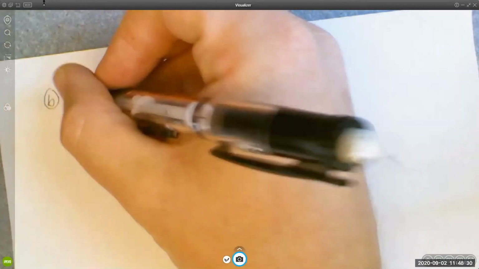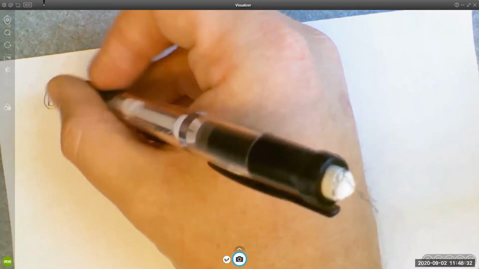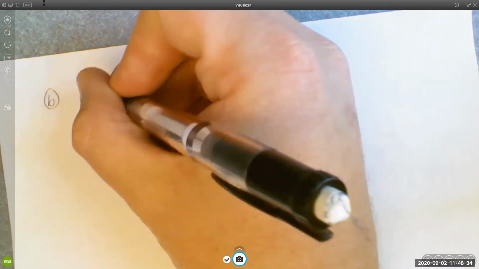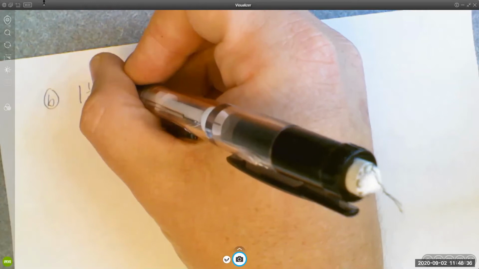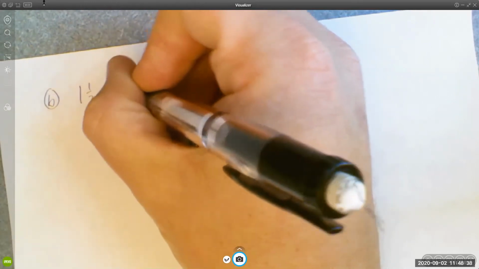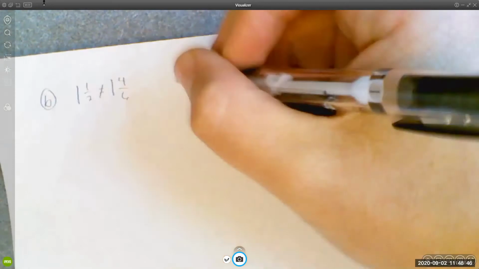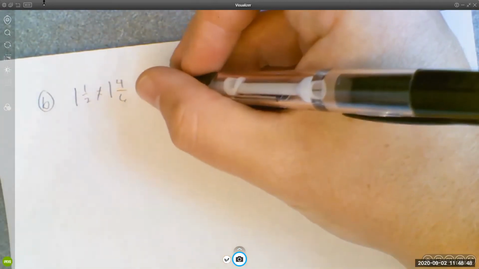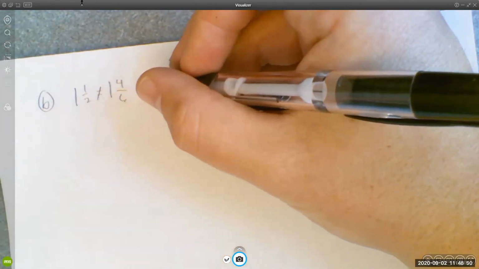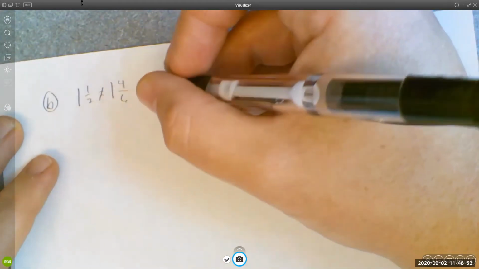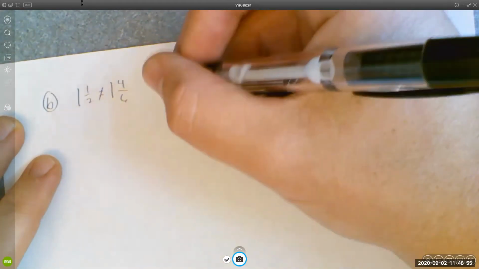And I want to briefly mention that on part B of investigation 5, it says to show that 1 1/2 is equivalent to 1 4/6. And of course, you can't do that because that's a false statement, right? So they're not equivalent. These two numbers are not equivalent to one another. But in the instructions, I tried to salvage this problem by saying what is the correct solution, or what is the correct statement.